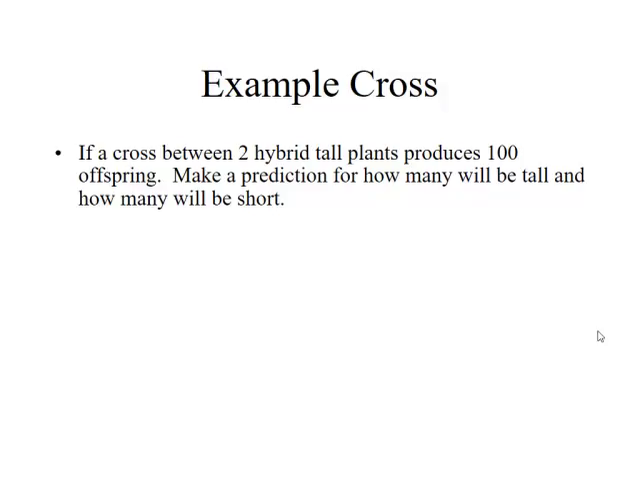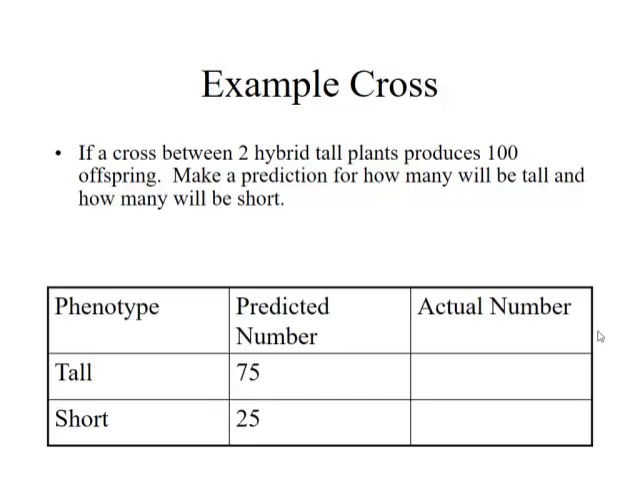After crossing 2 hybrid tall plants, big D, little d, big D, little d, chances are you expected to see 75% of those would be tall and 25% of those would be short. So your predicted number, 75% of 100, is 75, and 25% of 100 is 25. Your predicted number would be 75 tall plants and 25 short plants. But in reality, if you took those 2 tall plants and crossed them, you wouldn't get exactly 75 and 25. Probably you'd get a different number.